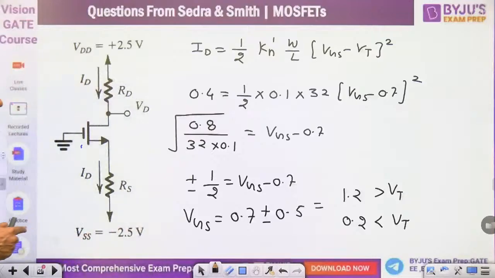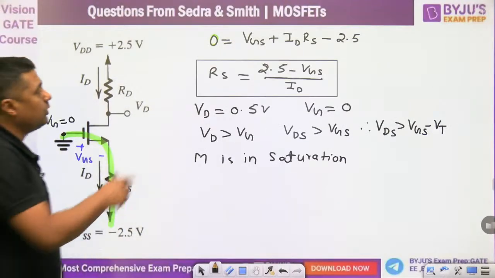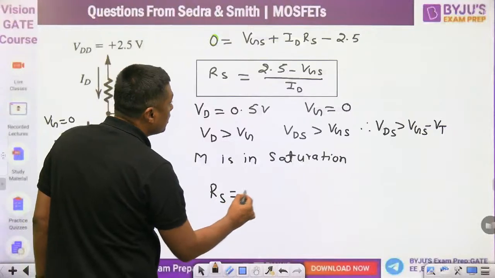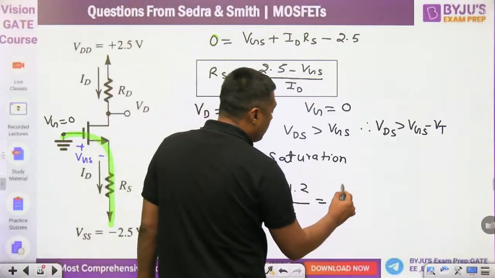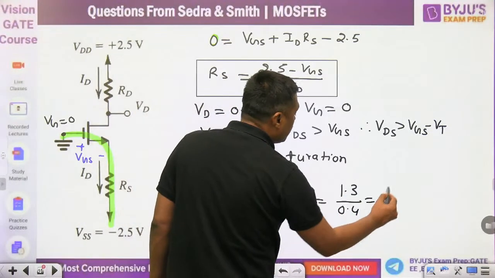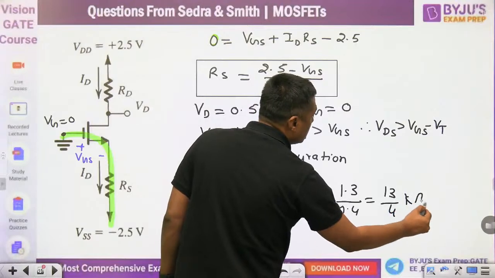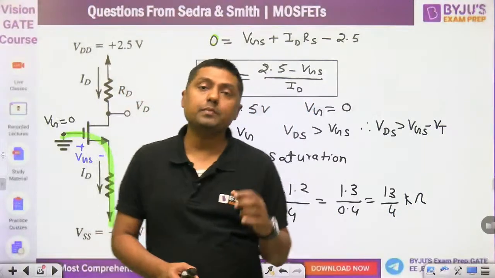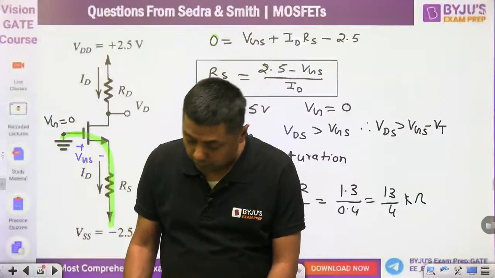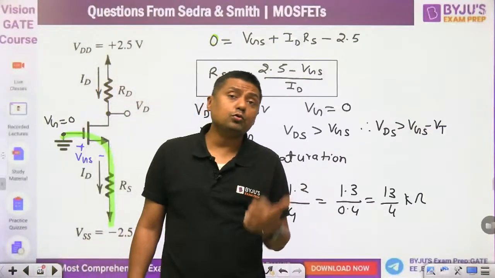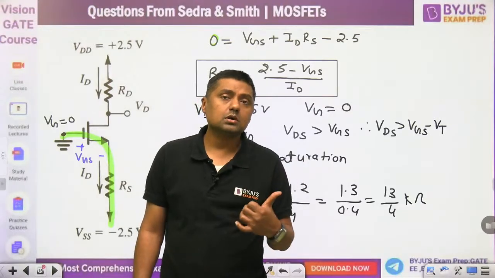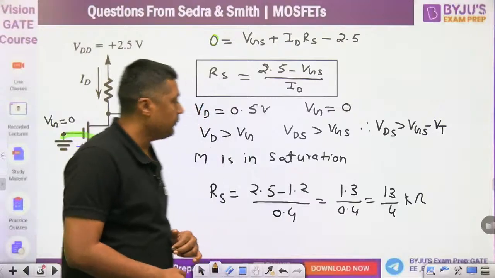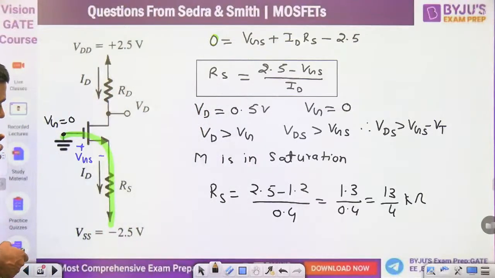So now we have 1.2 volt, you can put here 1.2 volt. 2.5 minus 1.2 divided by 0.4, that becomes 1.3 divided by 0.4, that is 13 by 4 kilo. I think 3.25. 3.25 is the answer for this question. So in this question you have to decide whether the MOSFET is in triode region or saturation region, because once you have the idea, then you can use the formula. So that is in what? Saturation region. This is the question.